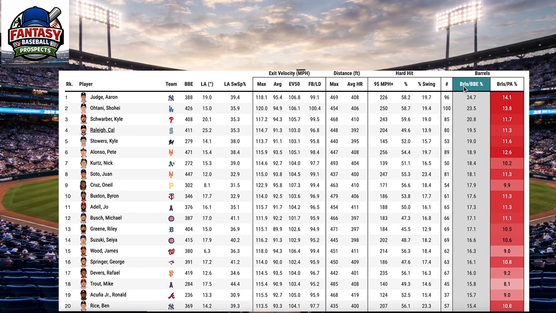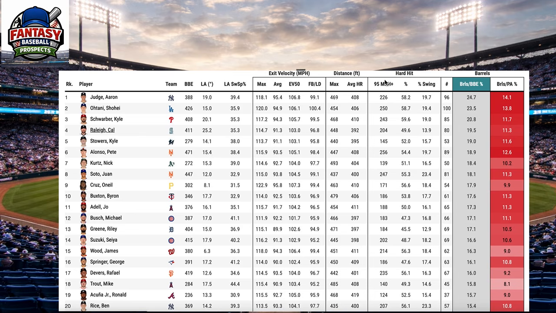Here's barrels per batted ball event, so how many times they batted the ball. And again here, Judge, Shohei Ohtani, Kyle Schwarber, Cal Raleigh are the highest, whereas per times they hit the ball, their highest percentage chance of barreling the ball is 25% for Judge, and so forth, and it just kind of drops down off of there.